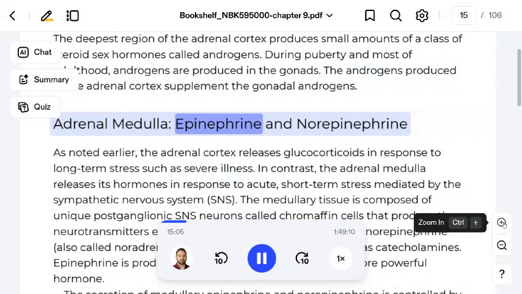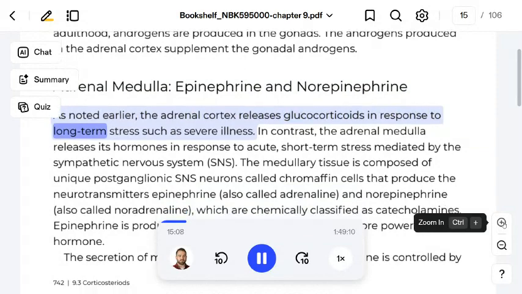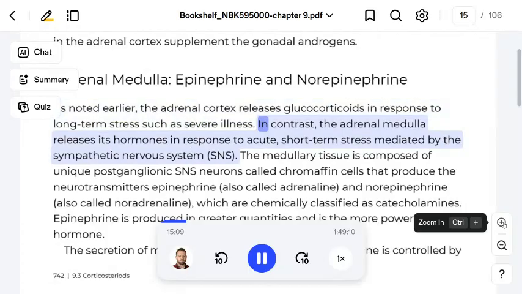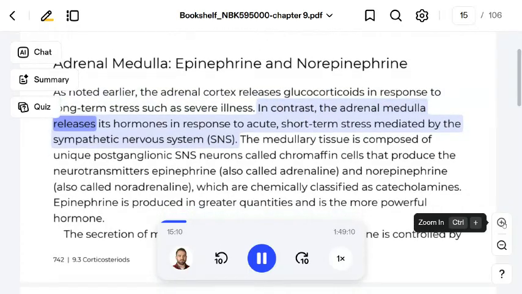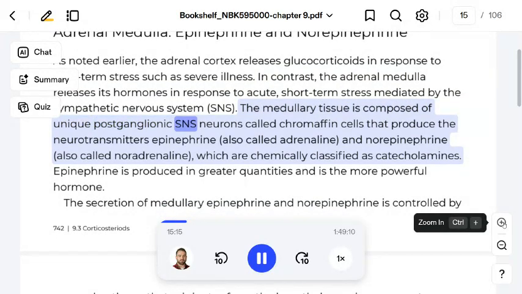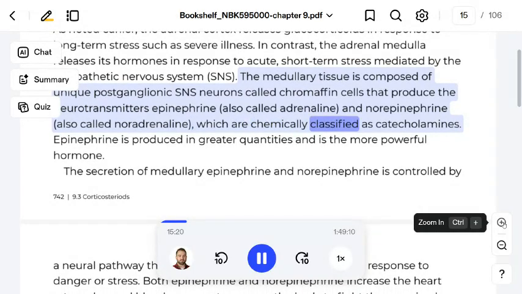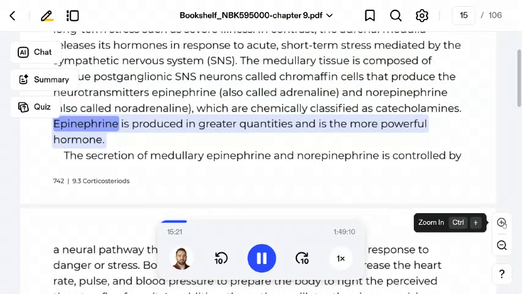Adrenal medulla, epinephrine, and norepinephrine. As noted earlier, the adrenal cortex releases glucocorticoids in response to long-term stress, such as severe illness. In contrast, the adrenal medulla releases its hormones in response to acute, short-term stress mediated by the sympathetic nervous system. The medullary tissue is composed of unique postganglionic SNS neurons called chromaffin cells that produce the neurotransmitters epinephrine and norepinephrine, which are chemically classified as catecholamines. Epinephrine is produced in greater quantities and is the more powerful hormone.